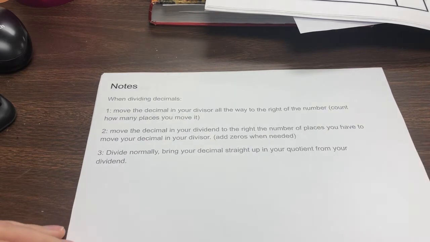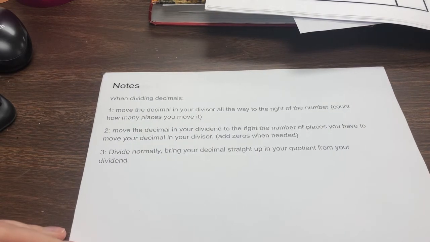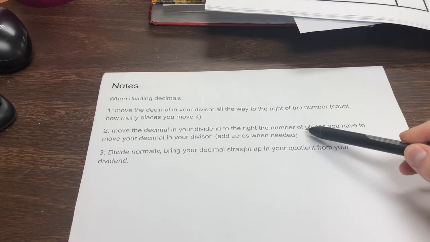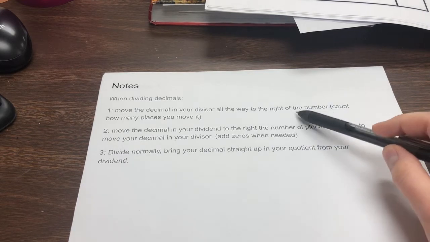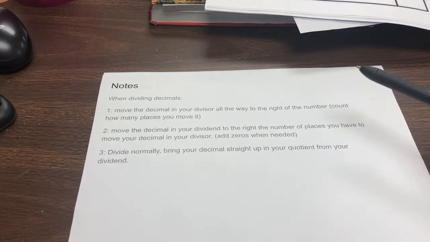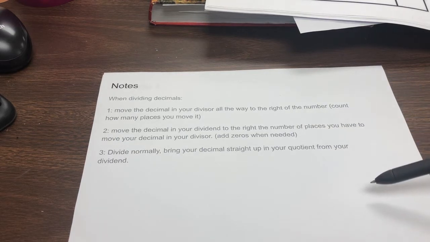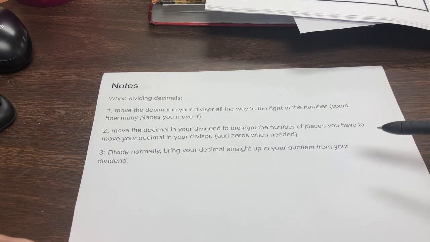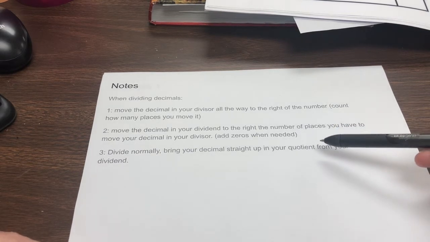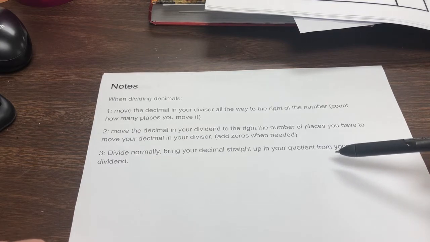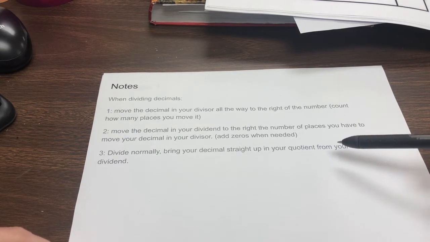Okay, so when dividing decimals, you're going to move the decimal in your divisor all the way to the right of the number. When you do this, make sure you count how many places you move it. Then you're going to move the decimal in your dividend to the right, the number of places that you have to move your decimal in your divisor. And you're going to add zeros as needed. And so here is where it is different because you're having to move the decimal in the divisor and in the dividend. When we were dividing by whole numbers, we just moved the decimal straight up in our dividend to our quotient. So then, once you do that, we will divide normally and bring your decimal straight up in your quotient from your dividend.